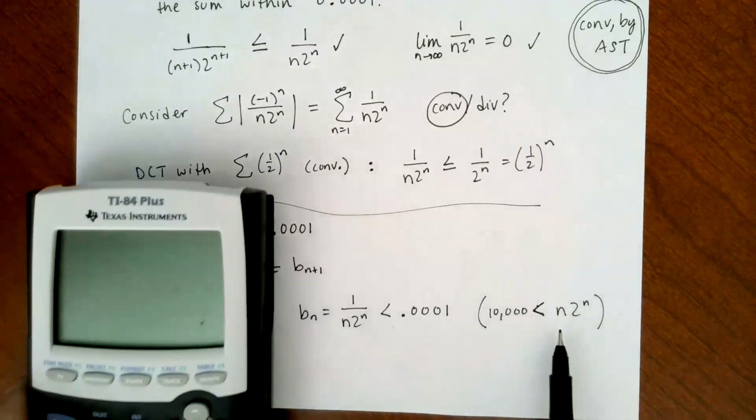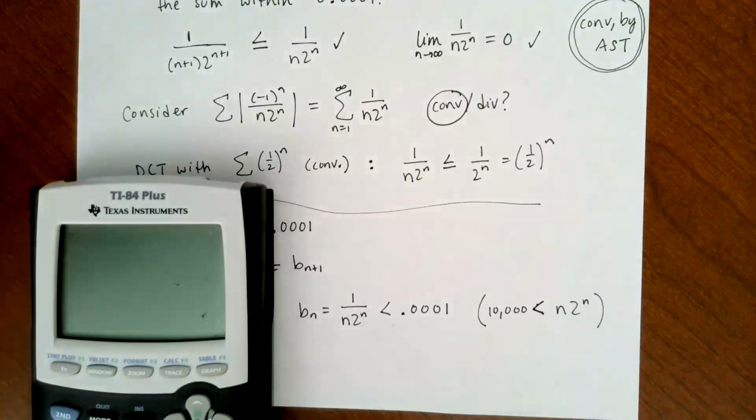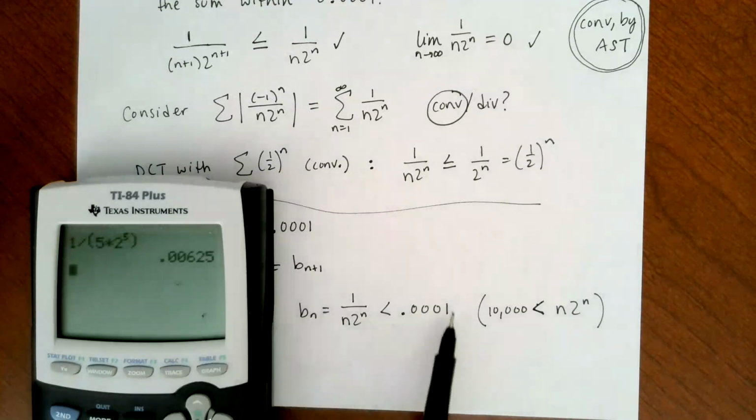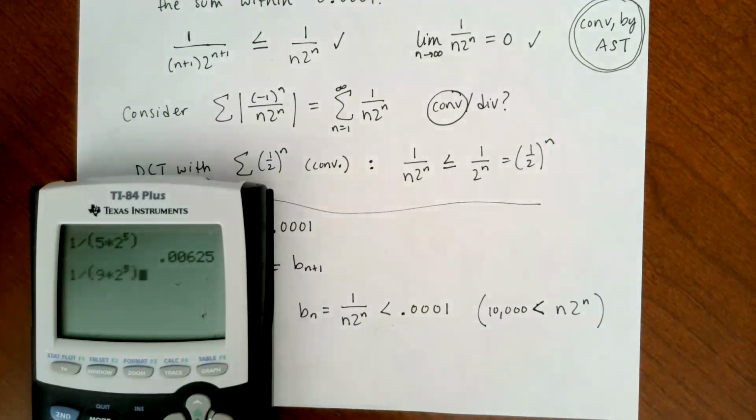Okay, so I'm going to pull out my calculator here, which we don't often do in this class, but right now we need to. And I'll try 1/5 to the 5th. 0.0003. All right, so I need it even smaller than that. So I'm going to go up and we'll try maybe 1/9 to the 9th. That's 0.0002. So we're really close.